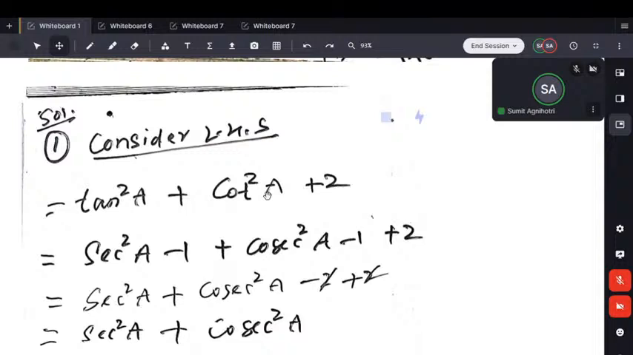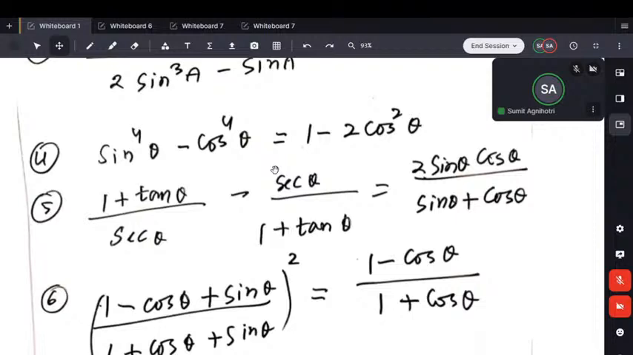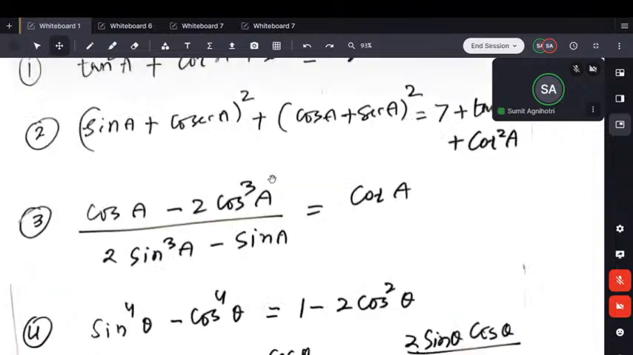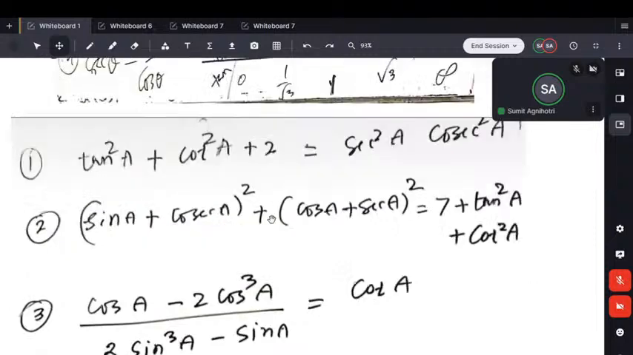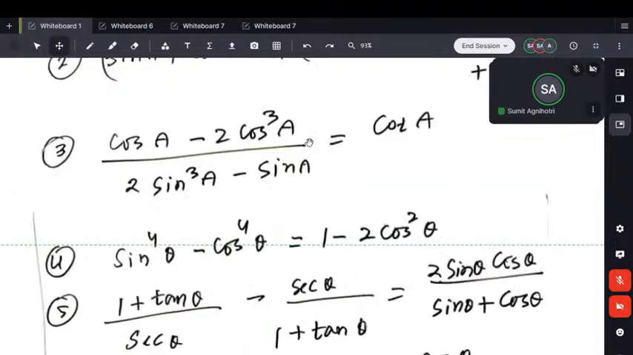Okay, let's start solving the first one. I will write the question here. The question goes like this: tan square A plus cot square A plus 2.